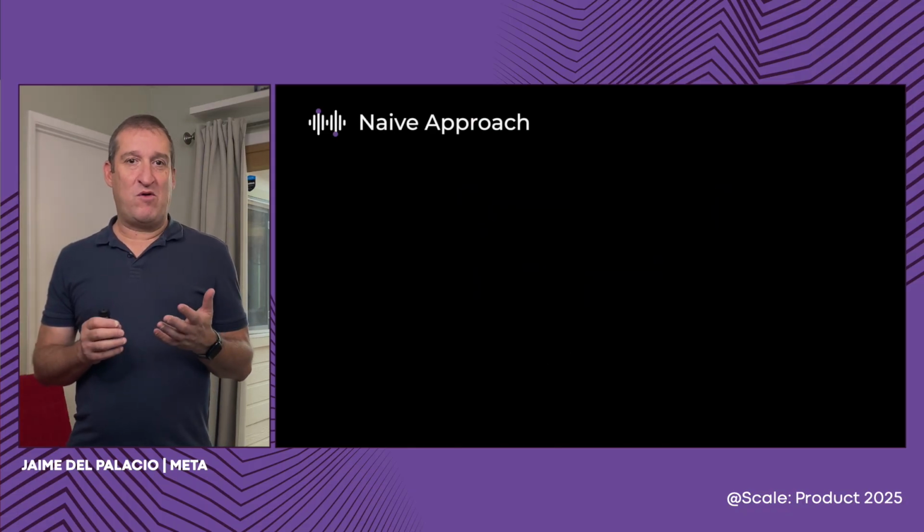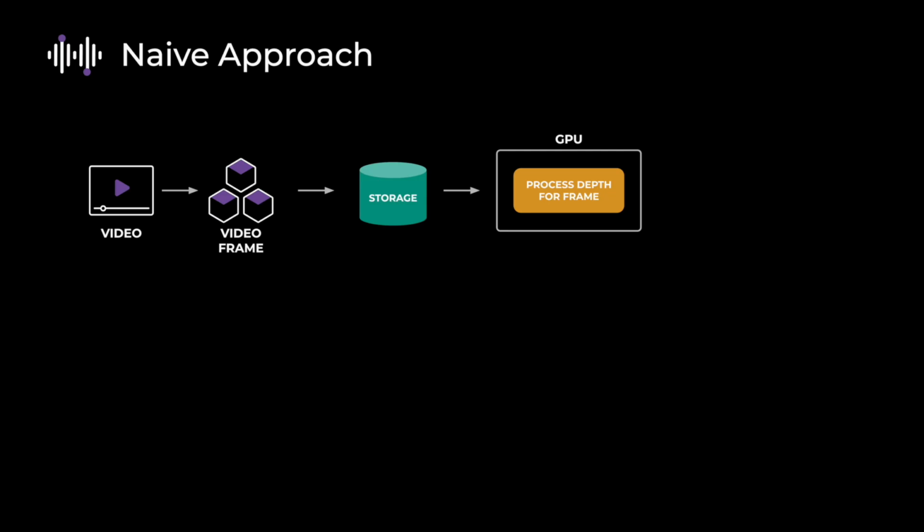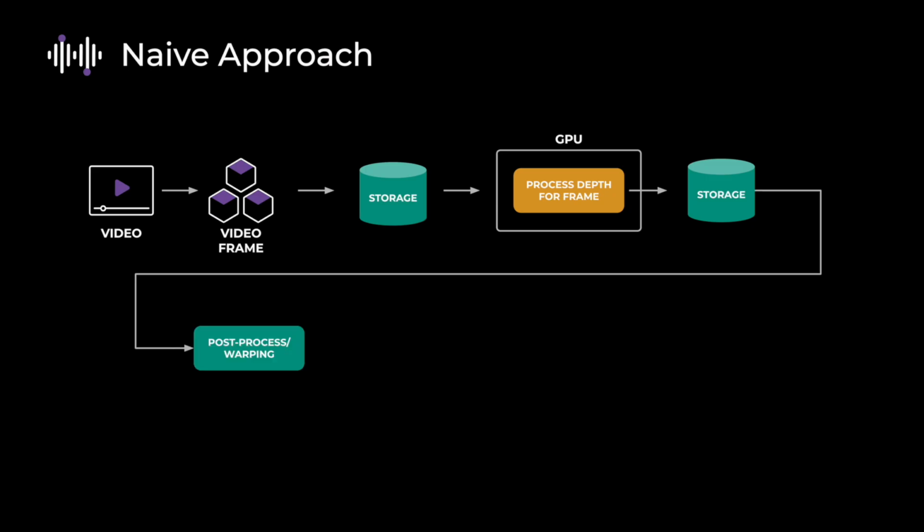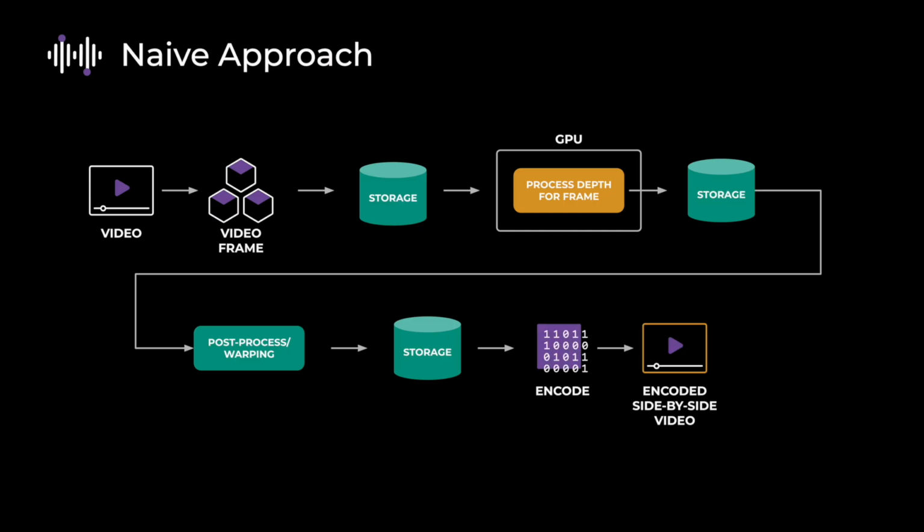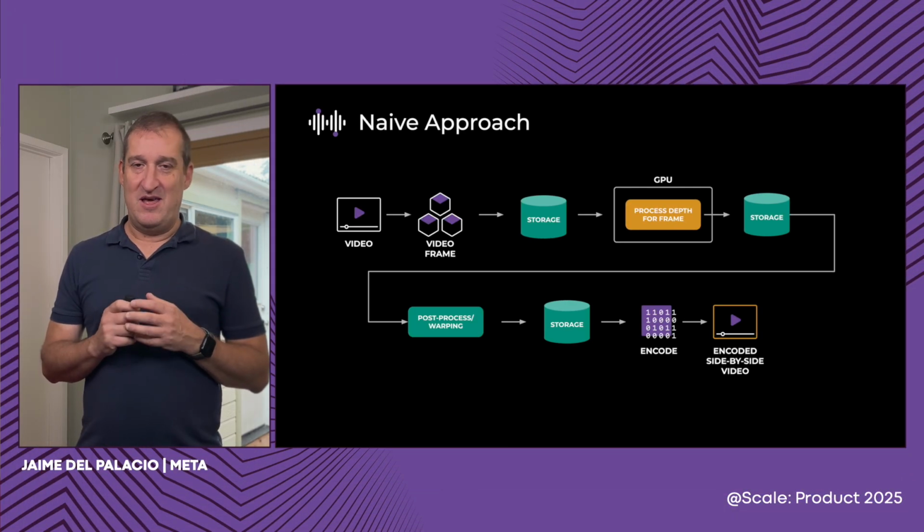Our first and naive approach was to take a video, extract the frame, save it, tell the GPU to process the depth estimation for that frame, save the depth map for that frame, load it from the CPU and run the warping and inpainting algorithms, save the outcome, and then run this for all the frames in the video. Once all the frames were converted, we would run the encoder and add them up into the final video file. As you can imagine, this was very slow.